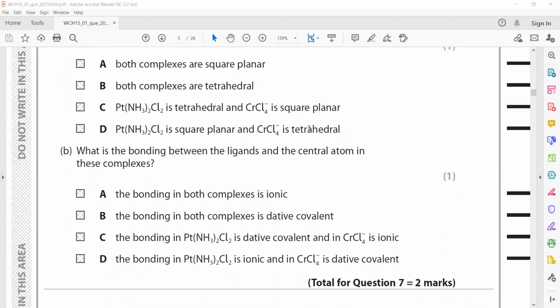What is the bonding between the ligand and the central atom? They both form a dative bond, because the formation of the complex results in dative bonding. So both of these complexes have a dative bond with the central atom.